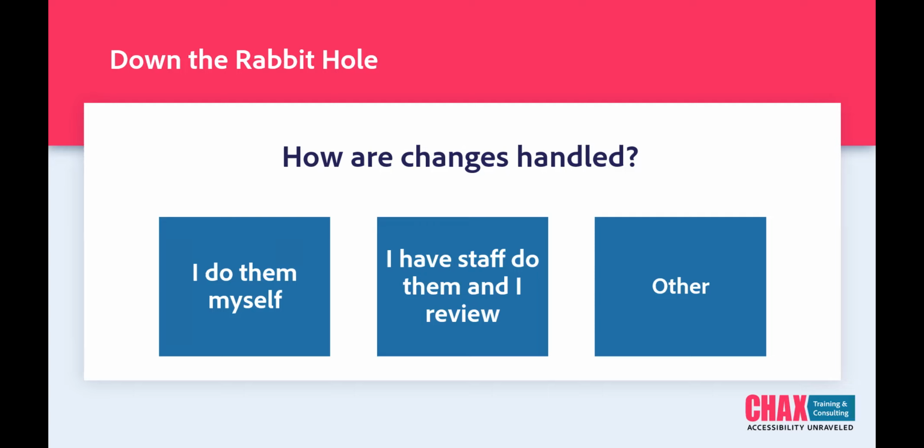All right, so how are changes handled? Right down the rabbit hole. How are changes handled in your organization? Well, a lot of people do them themselves. You're the document author, you make the changes, and that's your workflow. Some people have staff do them, and then you review it. Whenever you involve more people in the process, it can be beneficial, but it can also be detrimental, because if everyone's not on the same page, you may not get the same quality that you're looking for.